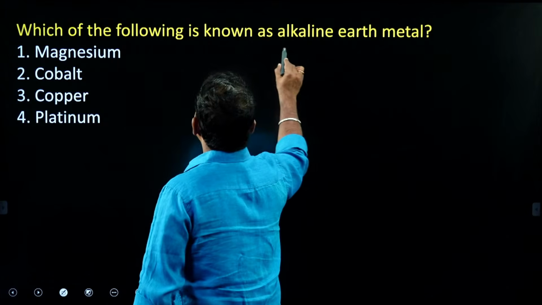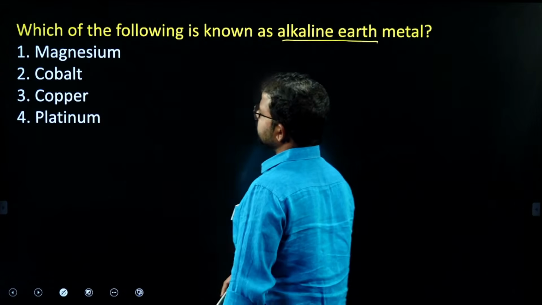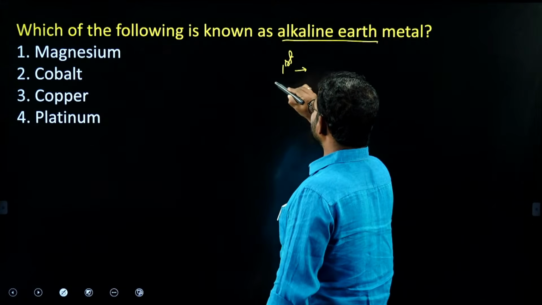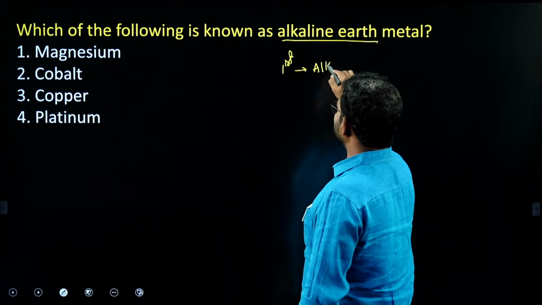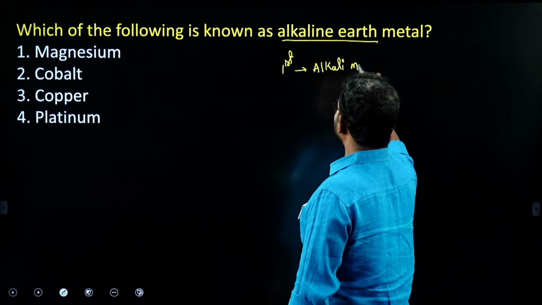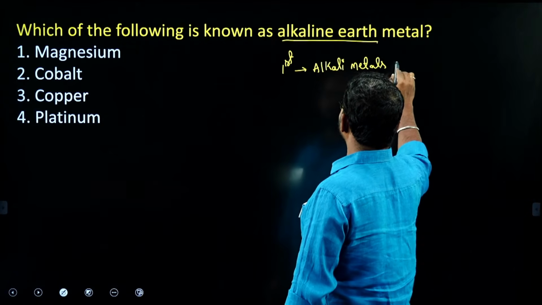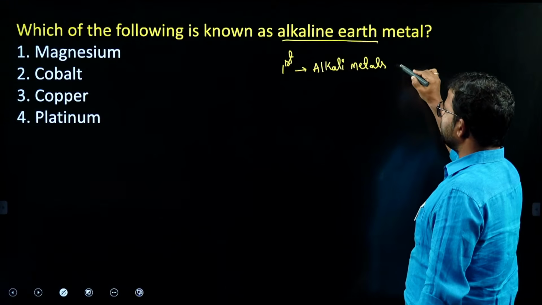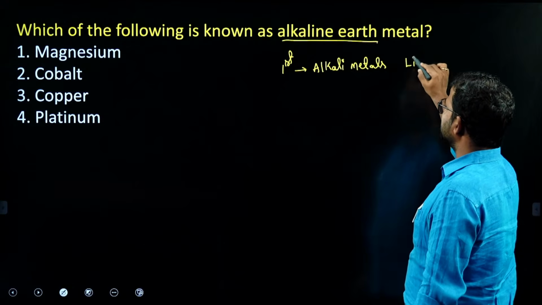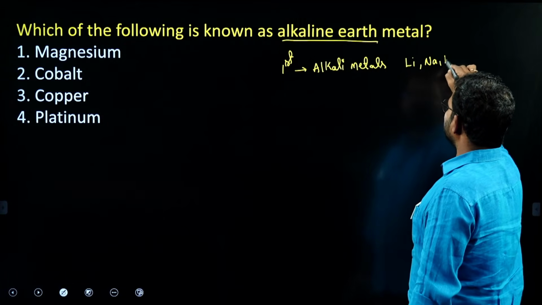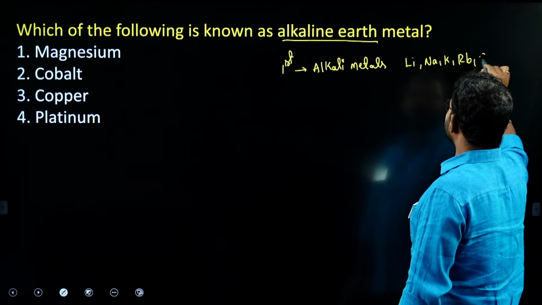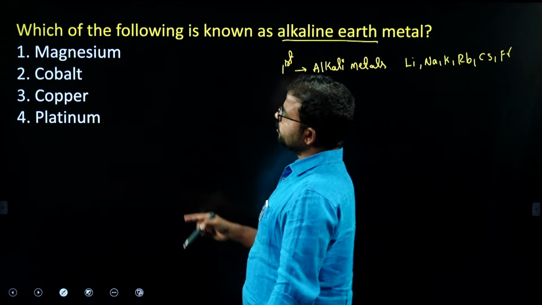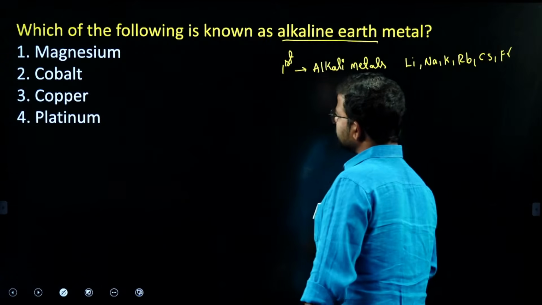First of all, you have to know what is meant by an alkaline earth metal. First group elements are treated as alkali metals. What are those? Except, of course, hydrogen is also a first group element, but it is not a metal. That's why we consider lithium, sodium, potassium, rubidium, cesium, next francium.